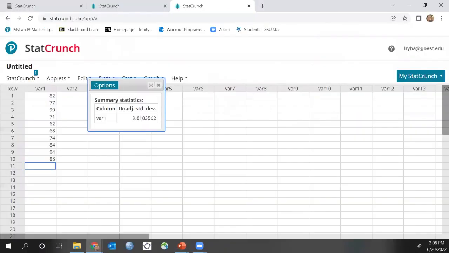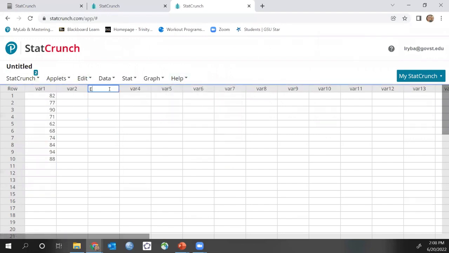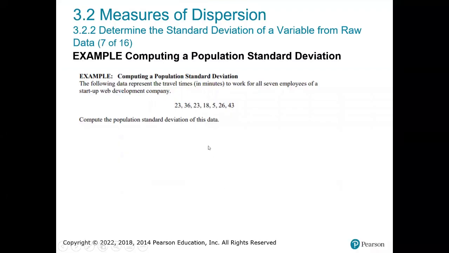I'm going to hide this one. All right, so employees. This is 23, 36, 23, 18, 5, 26, and 43. I believe 23, 36, 23, 18, 5, 26, and 43. All right, got it.